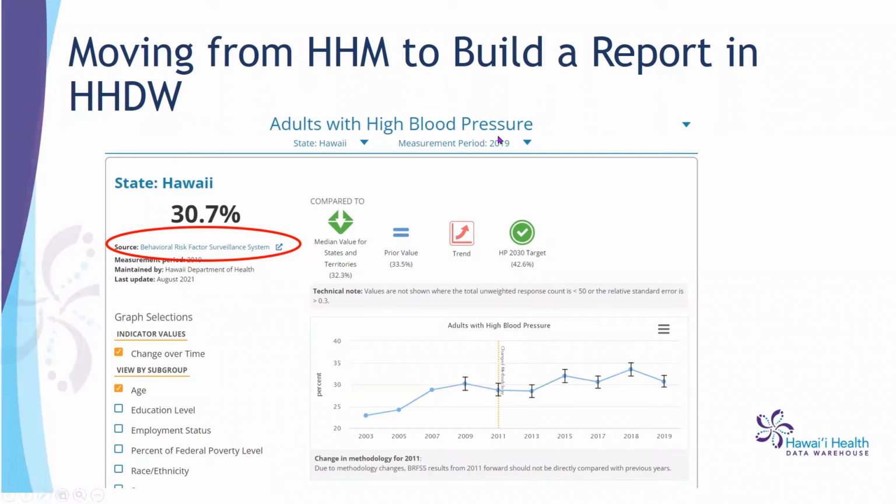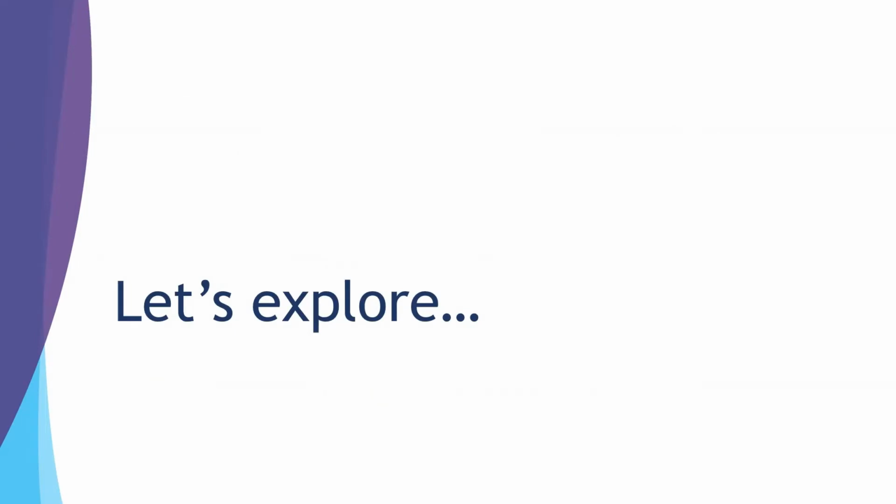So here, if I was in HHM and I'm looking at adults with high blood pressure, I see it was last measured in 2019. I've turned on my confidence intervals. I want to go and ask some more questions. I can click here, and that will take me directly to the Build a Report feature for this in HHGW.